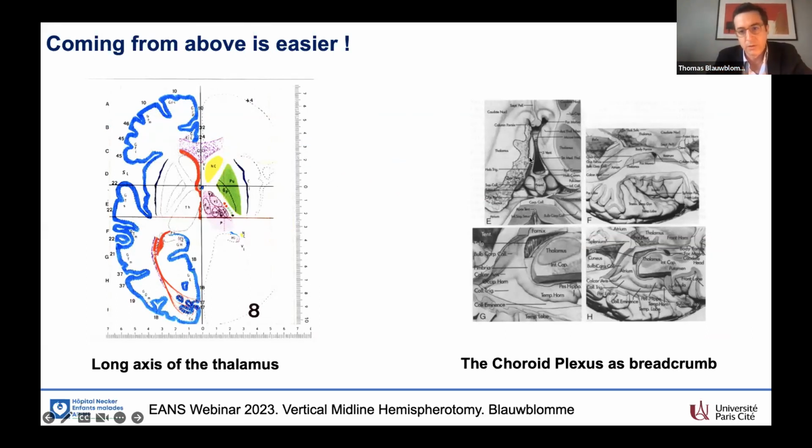Whereas if you come from above, it will be easier because you can follow a breadcrumb, which is the choroid plexus, because the choroid fissure is delimited laterally to the thalamus. That means everything lateral to the choroid plexus is lateral to the thalamus, and so you can follow the choroid plexus to disrupt all the projection fibers, the thalamocortical fibers, in a way that is maybe easier in the vertical way than in the lateral way.